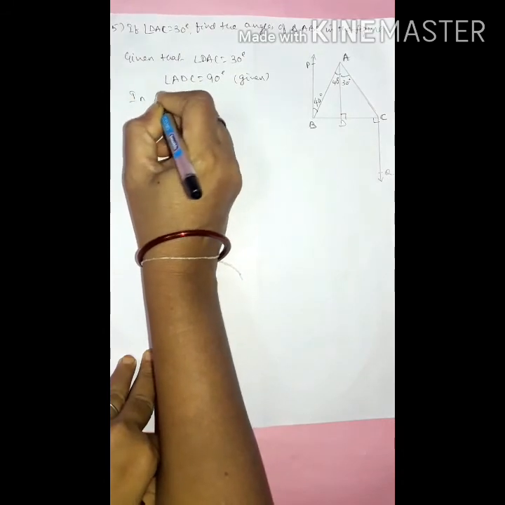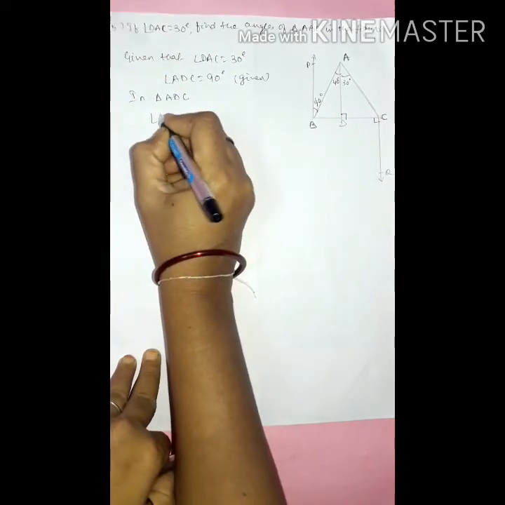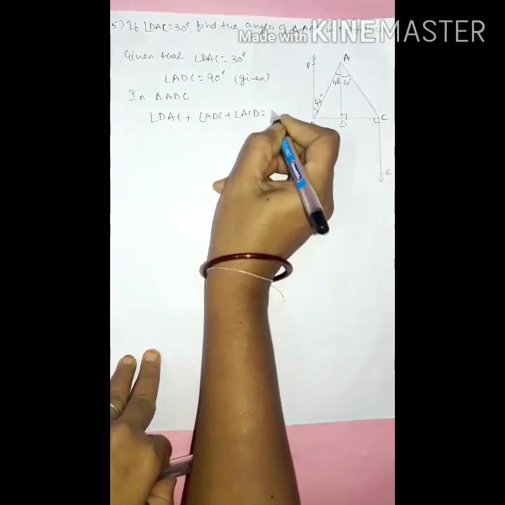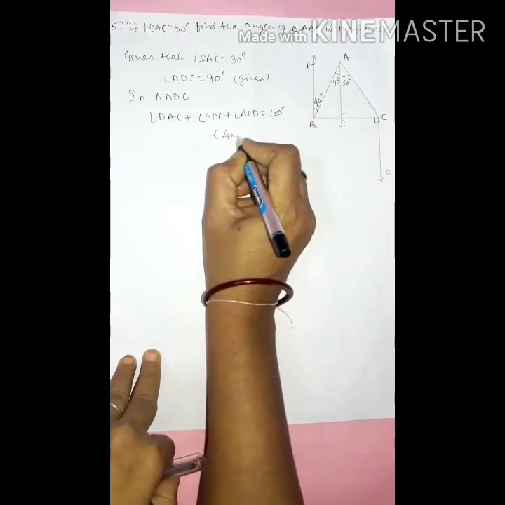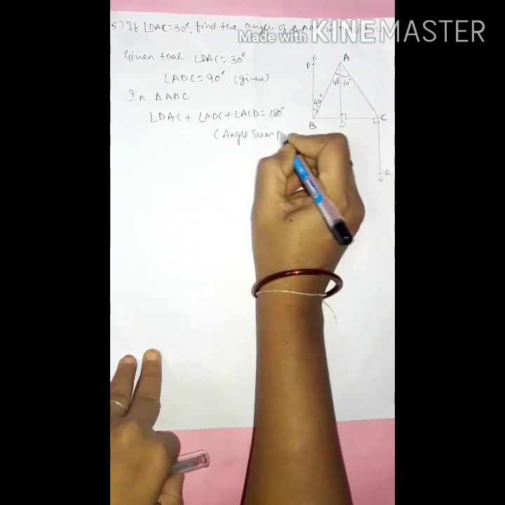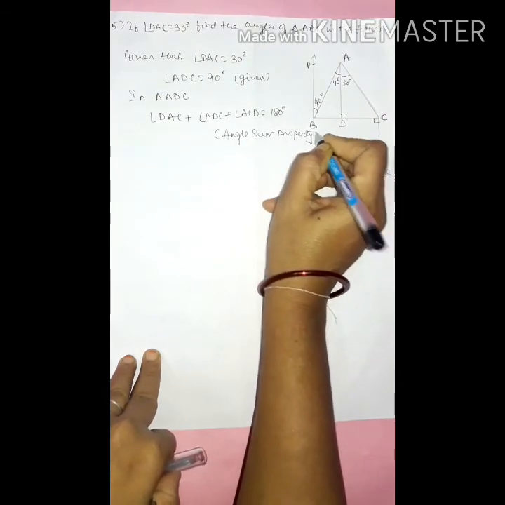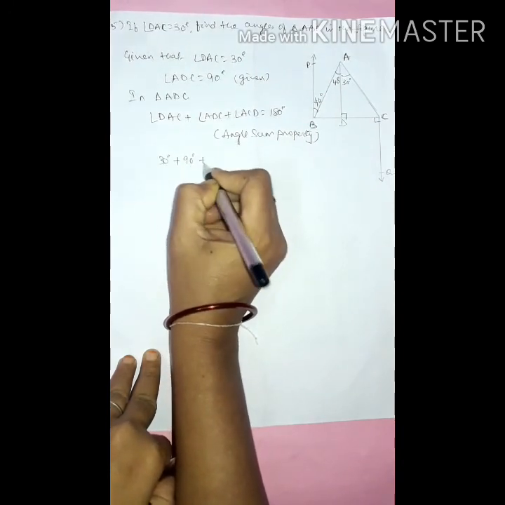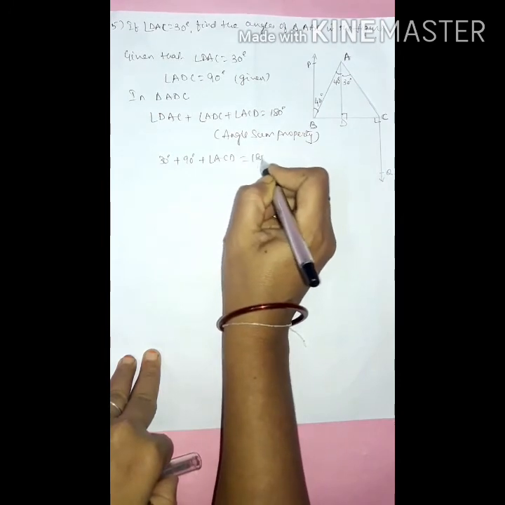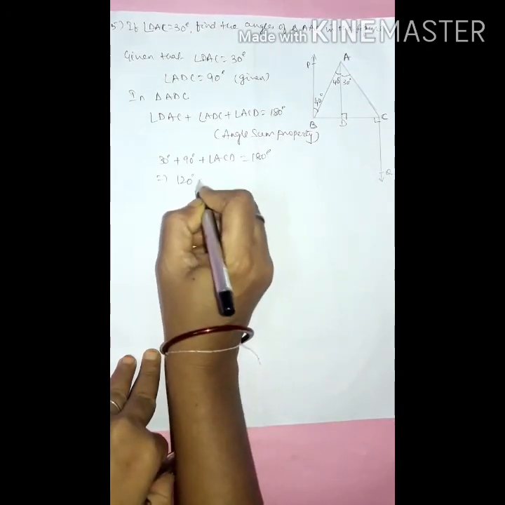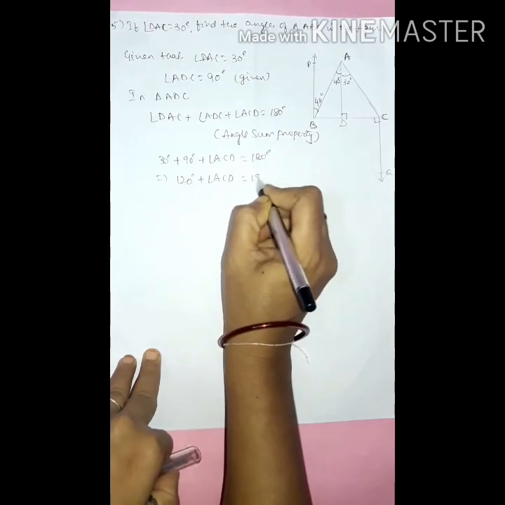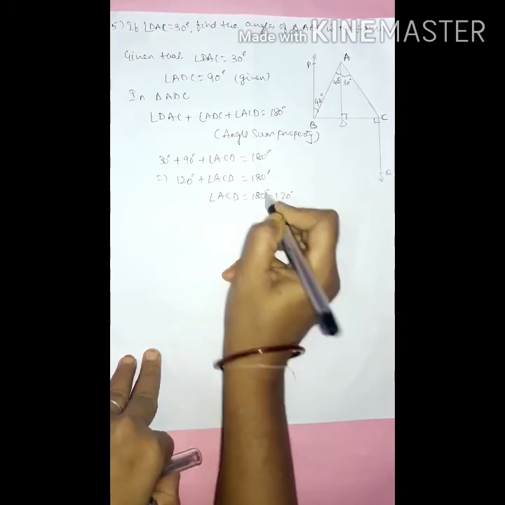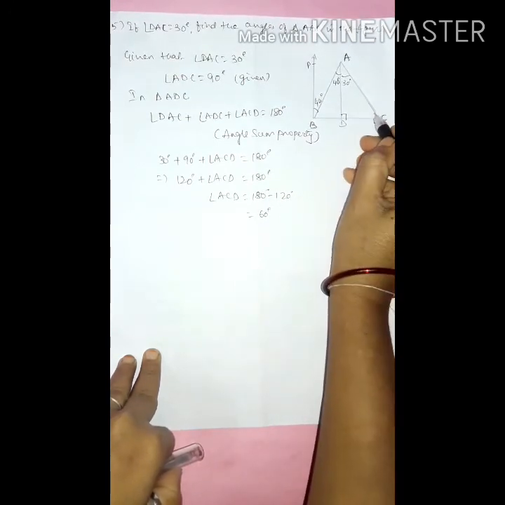So in triangle ADC, angle DAC plus angle ADC plus angle ACD is equal to 180 degree. This is the angle sum property. So DAC, that is 30 degree, plus ADC 90 degree plus angle ACD is equal to 180 degree. This implies 120 degree plus angle ACD is equal to 180 degree. So angle ACD is equal to 180 minus 120, that is 60 degree. This is the 60 degree we got.